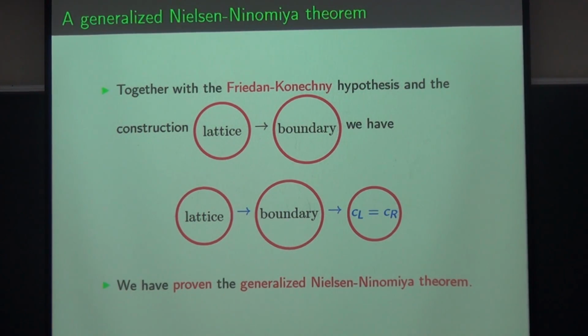Where did you use the hypothesis? Which hypothesis? This Friedan. Because I had to be sure that the boundary theory would flow to a conformal boundary theory, so I could use the Carty condition. So it may be possible to bypass it.